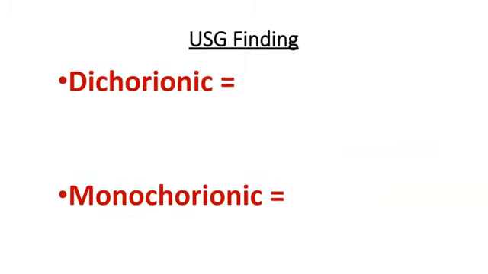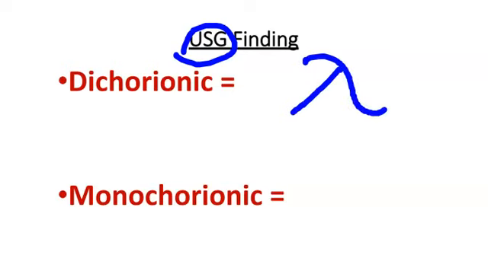This is a bonus piece of information: if you do an ultrasonogram, how will dichorionic be identified? There is something called the lambda sign. You know the lambda sign? It is like this. This actually means that there are two separated chorions. So this is the lambda sign. But in the case of monochorionic, it is called the T sign. The T sign is actually the absence of the lambda sign.